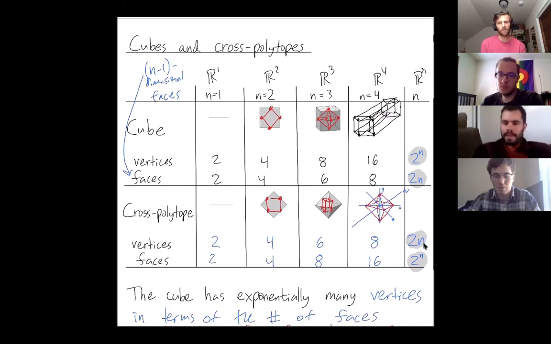Let's see. So, it sort of depends on where you define these vertices to be. But this is more combinatorial operation.